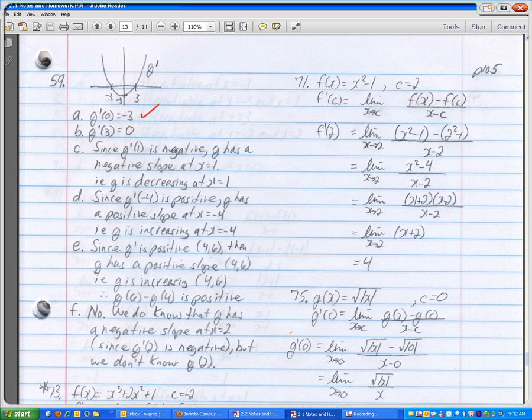So that's how we get G prime of 0 to be -3. Then they want us to find G prime of 3. Well, there's that point. Its y coordinate is 0. Part C. What can you conclude about the graph of G knowing that G prime of 1 equals -8/3?